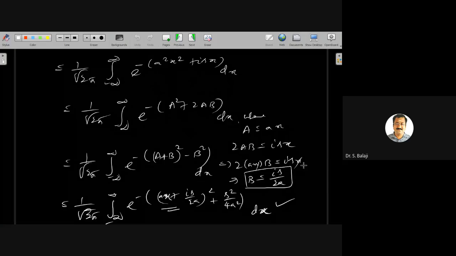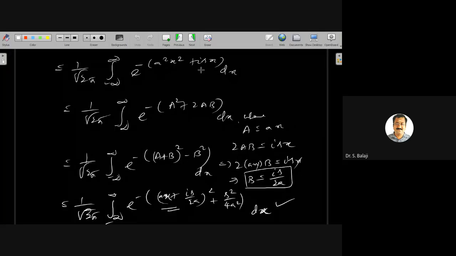Replace a, which is already ax, and x and x will cancel. What is b now? b is is by 2a. When you substitute like this, a is ax and b is is by 2a, and you get this expression.